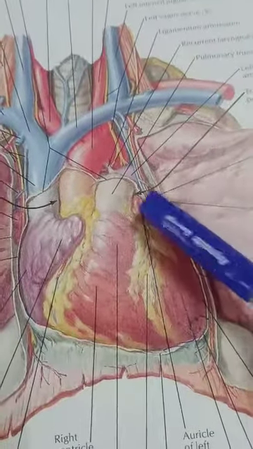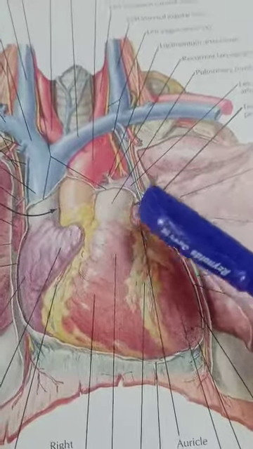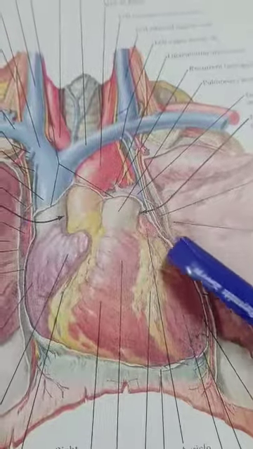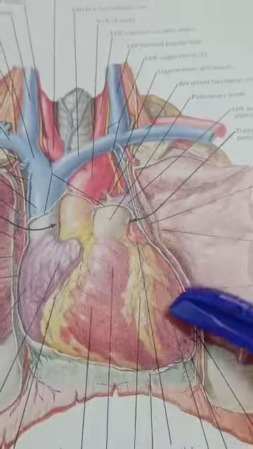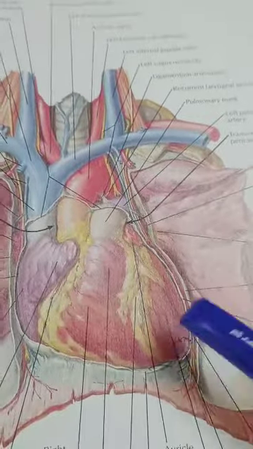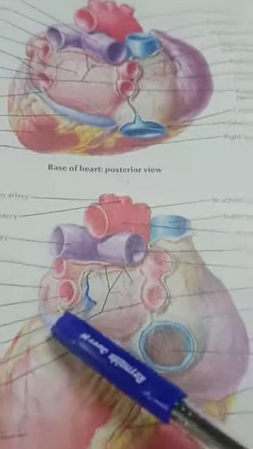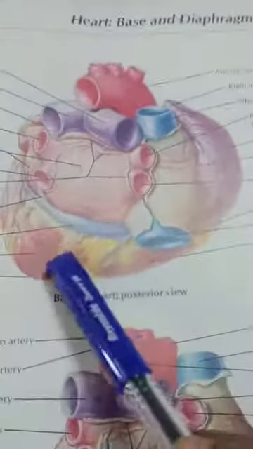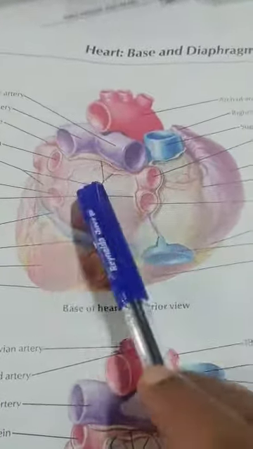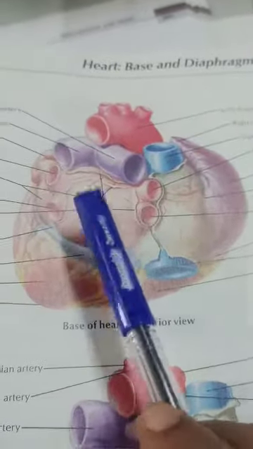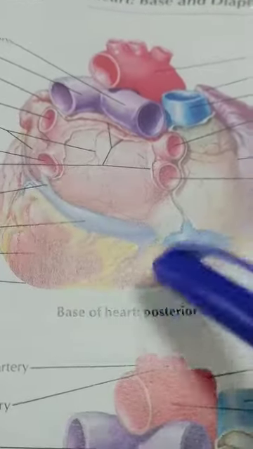The left border, where surface and border are almost the same, is formed by the left auricle and the left ventricle. The heart is conical in shape, so it has an apex which is formed by the left ventricle. And the base is formed by the left atrium. So this is the inferior surface. This is the posterior surface or base. It is mainly formed by the left atrium. So that is the external features of the heart. Then next, the interior features of the chambers.